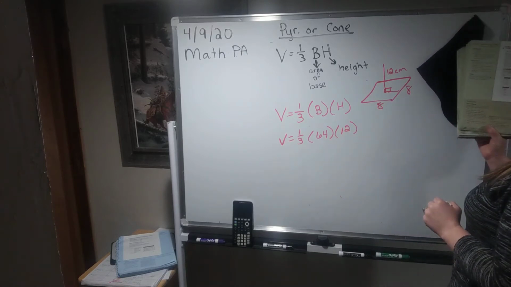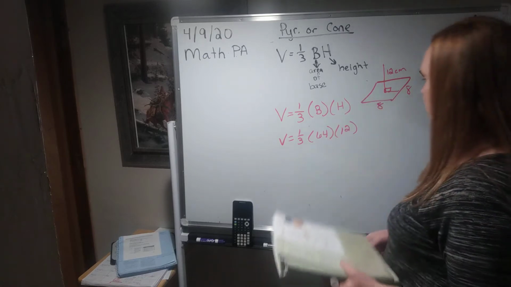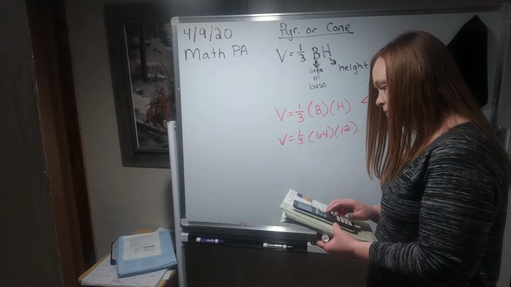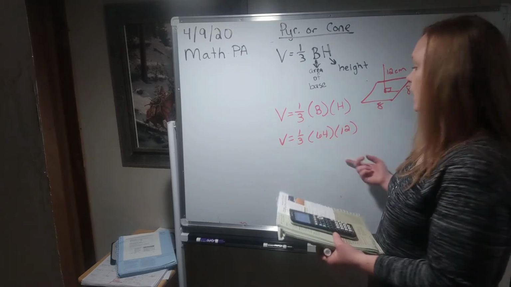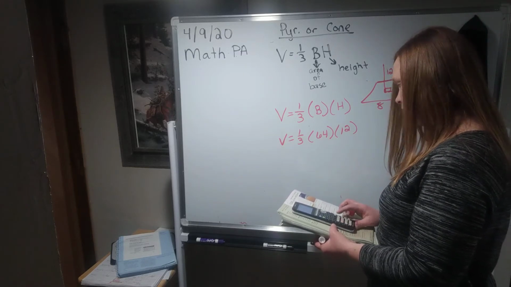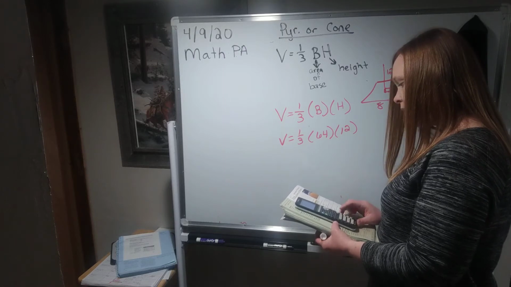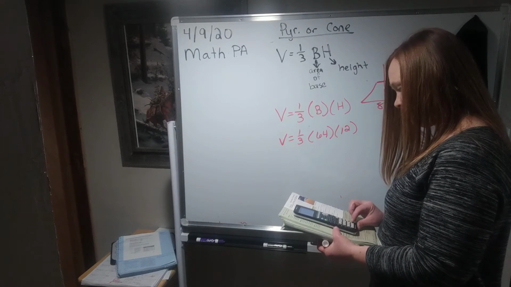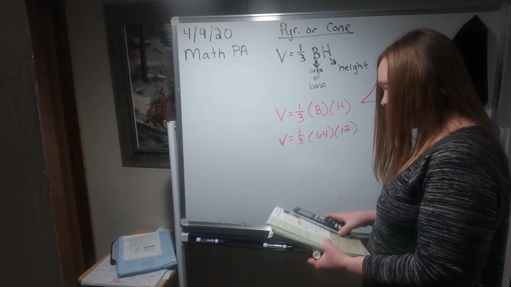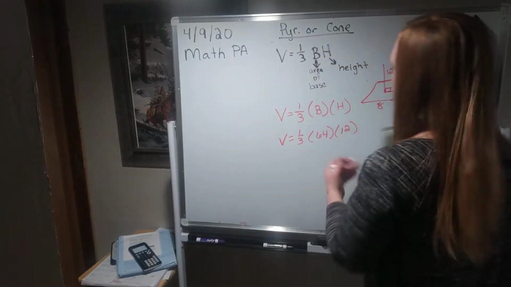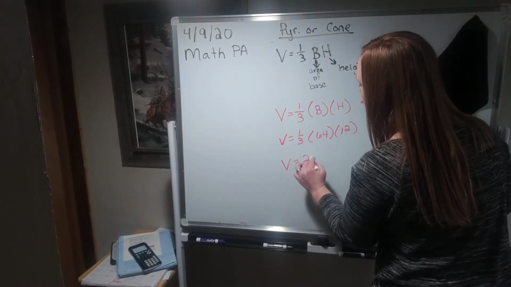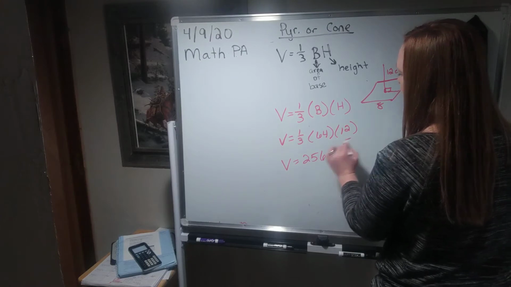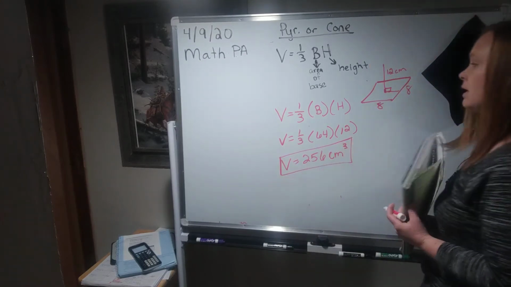Okay, so now that we've filled that in, let's go ahead and put that into our calculator. Make sure that you're doing these with me to make sure that you're understanding how to put these into your calculator. I'm going to do 64 times 12. And then I'm going to take that and divide it by 3. And I get 256. So the volume equals 256 centimeters cubed. That's example 1.